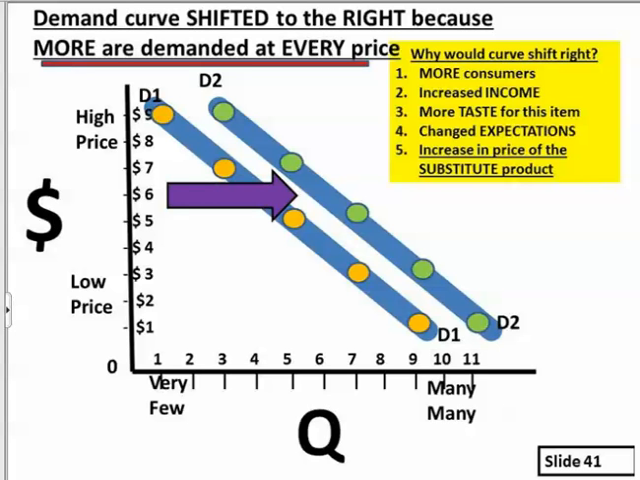But the price of coffee stayed the same. From then on, you probably buy more coffee than you would tea. So there, the increase in the price of the substitute product caused you to buy more of the original product. And therefore, the demand curve for the original product shifted to the right.